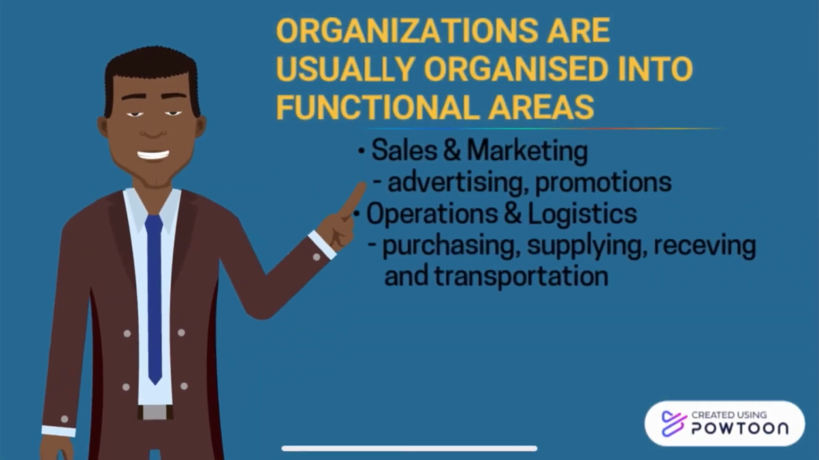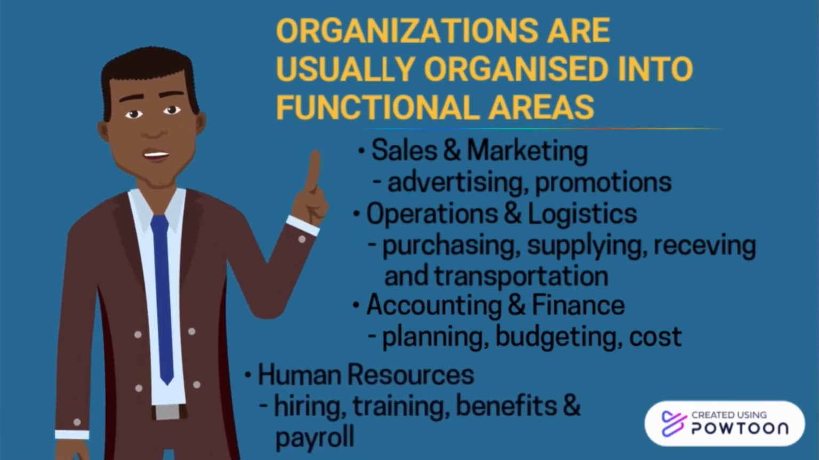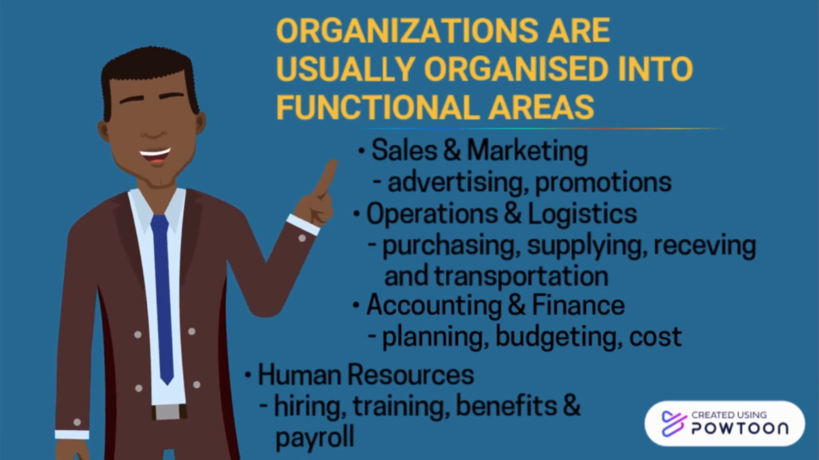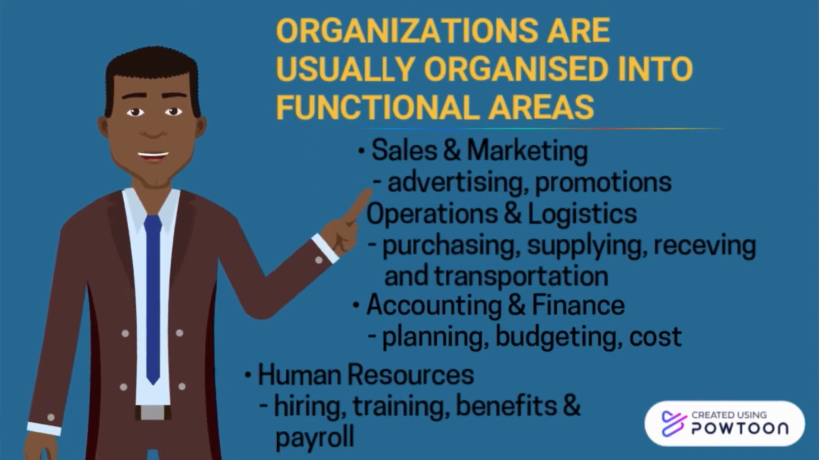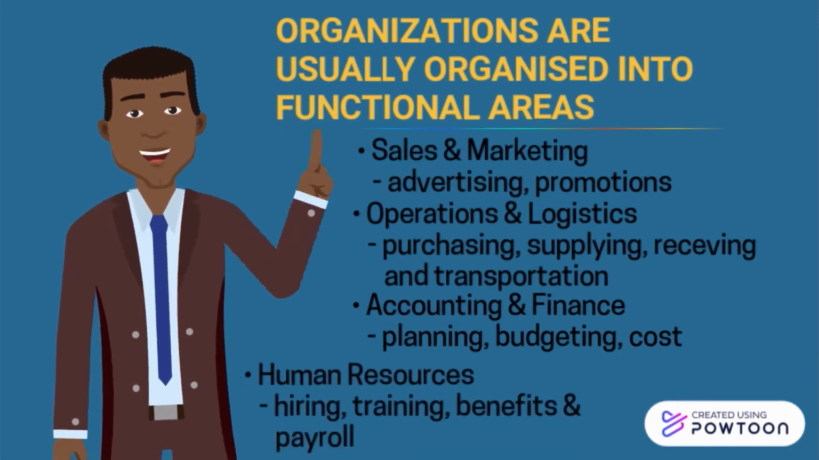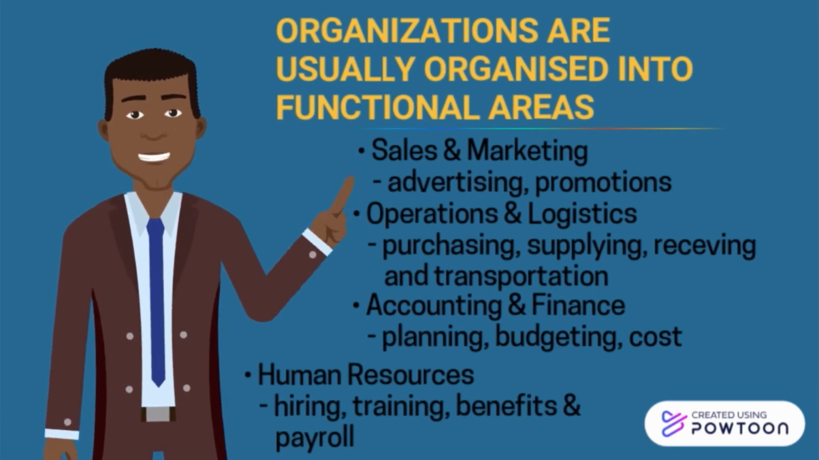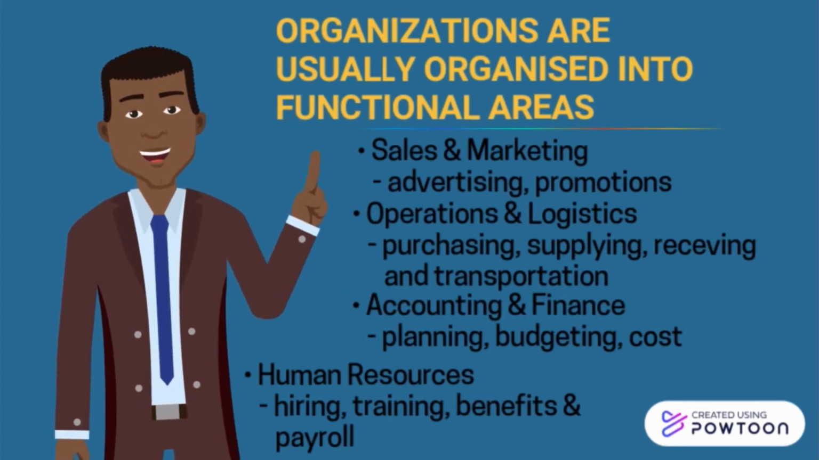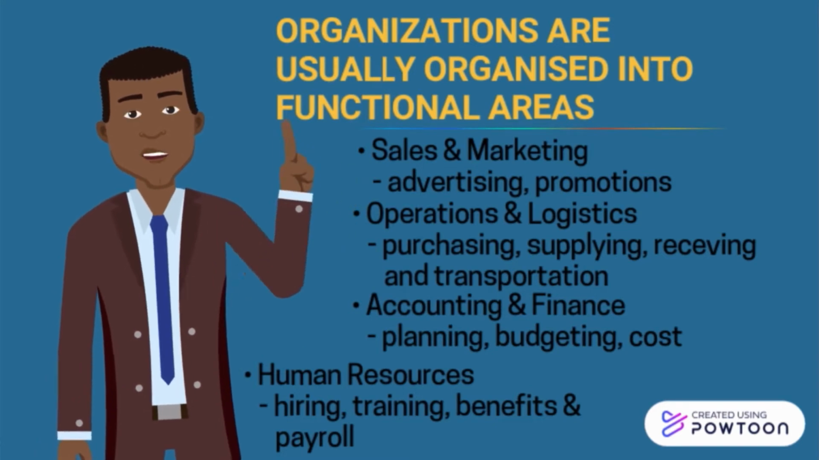After that, we have organizations, which are usually organized into functional areas. There are four types of organization. First, sales and marketing for advertising and promotion. Second, operations and logistics for purchasing, supplying, receiving, and transportation. Third, accounting and finance for planning, budgeting, and costs. And lastly, human resources, HR, for hiring, training, benefits, and payroll.